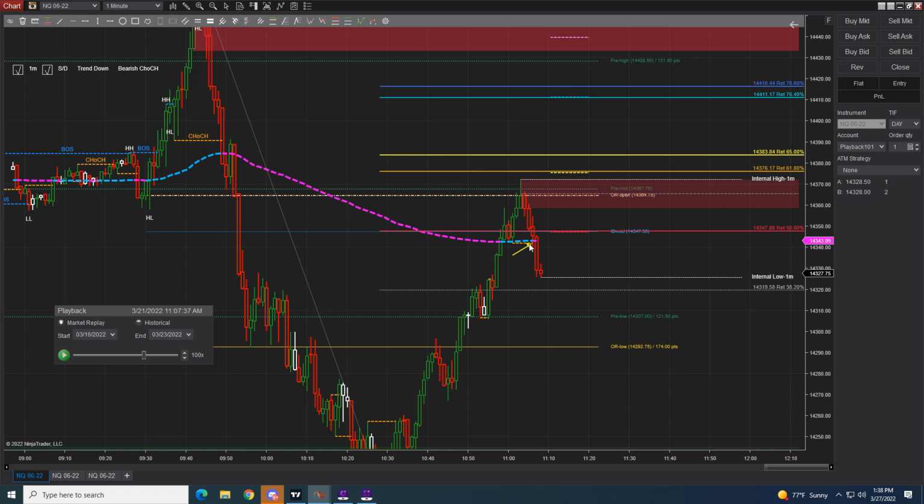So we break this low. That's a change of character, because I've been doing higher high, higher low, higher high, higher low, higher high. Now all of a sudden I get a lower low. Change of character, which is why this supply zone is drawn up here, because this is the last high that gave me that change of character.